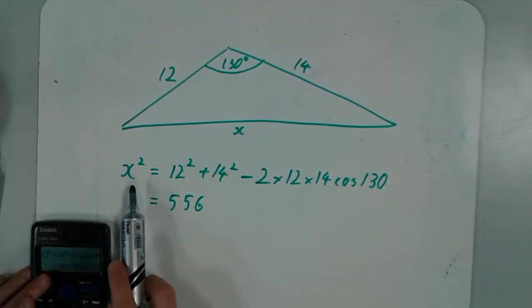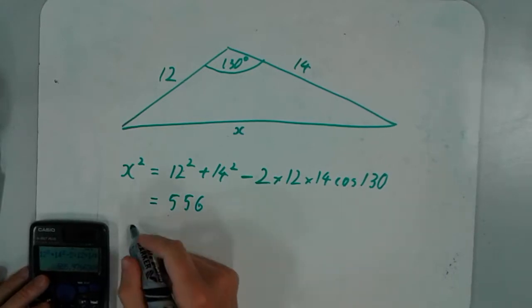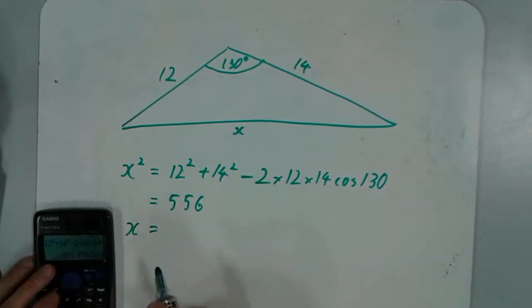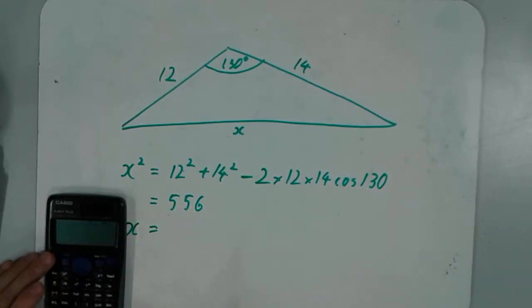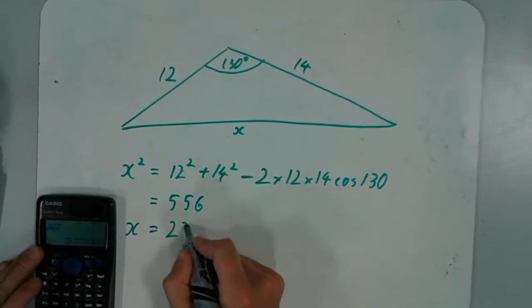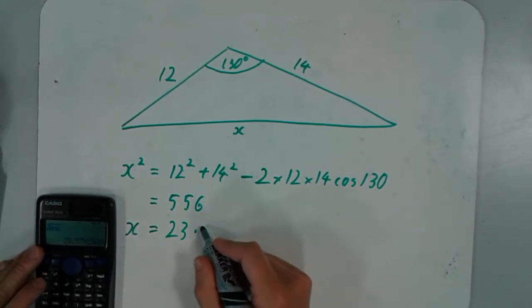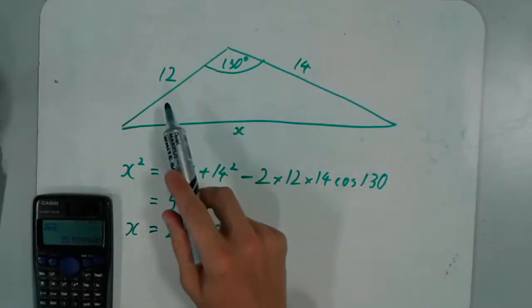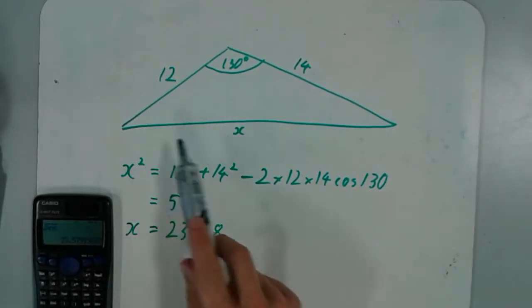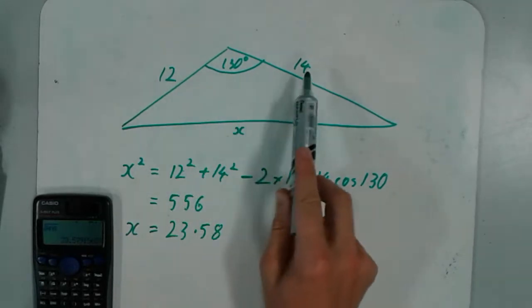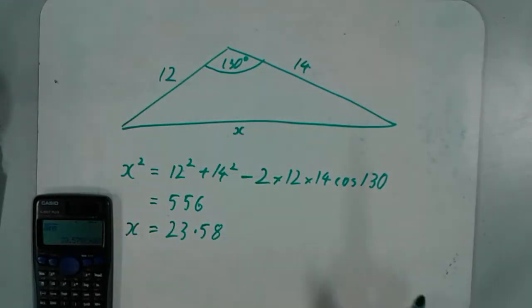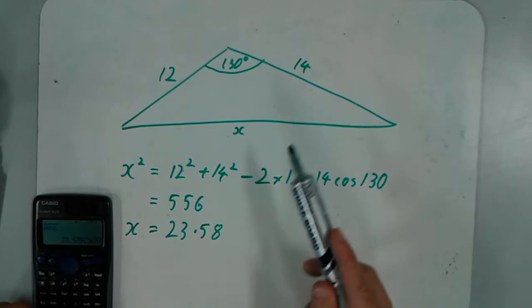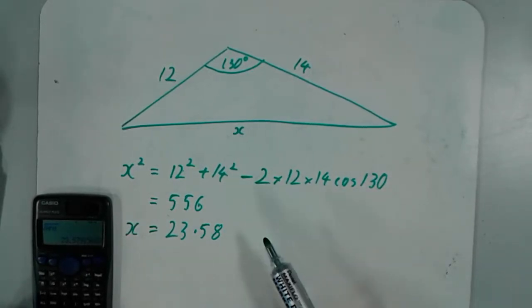One thing that people can do is look at that answer and think, oh, that seems a bit big, because they forget to square root it. So we square root our answer, 23.58. That seems reasonable. That opposite side should always be less than those two sides added together, otherwise they couldn't form a triangle. That's just a nice way to check for calculation errors.